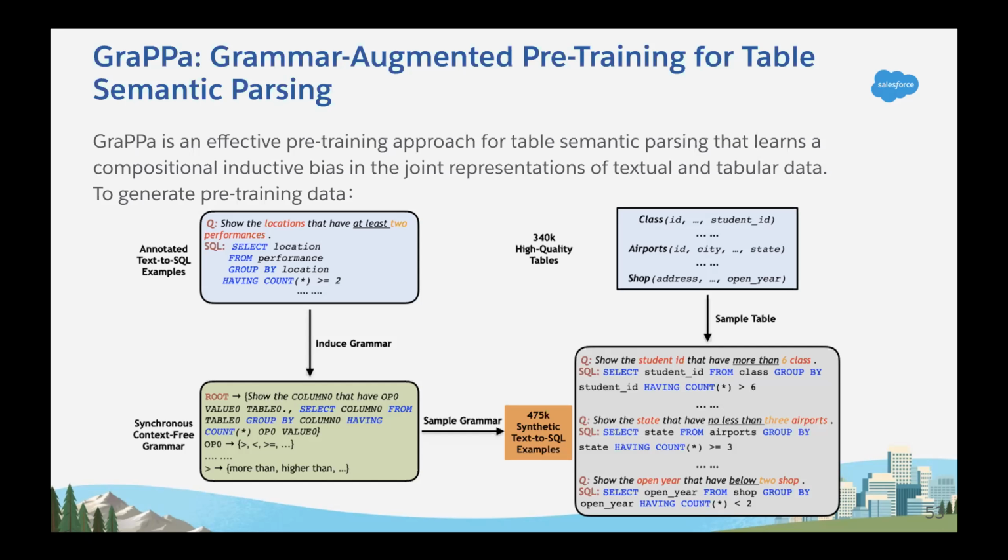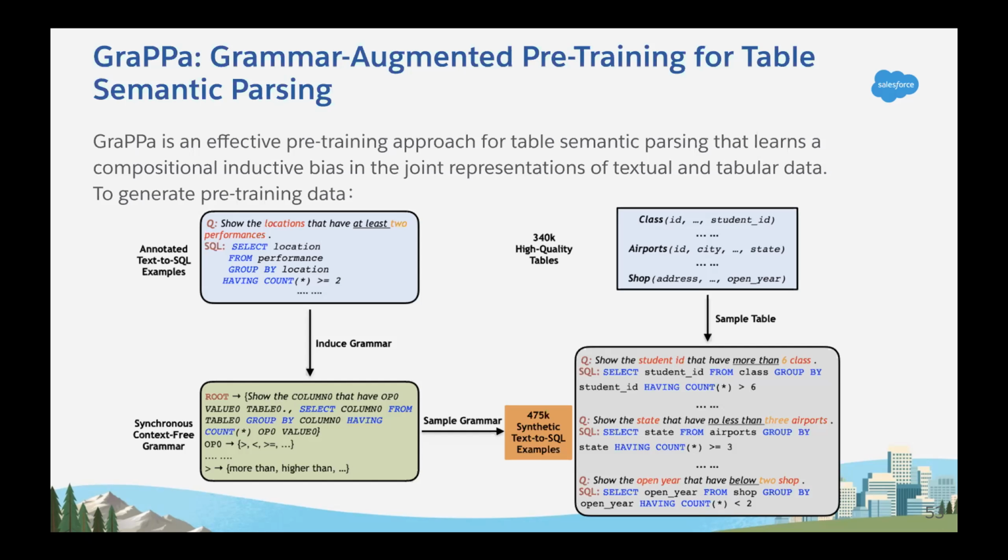I have a question. Here, you are using the grammar as some prior knowledge when you pre-train the model. Can you talk more about how you introduce this grammar-based constraint when you train this model?